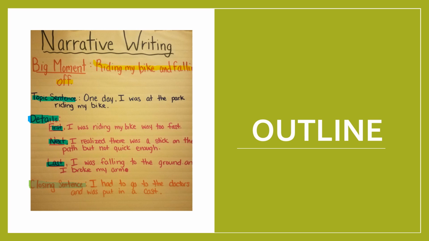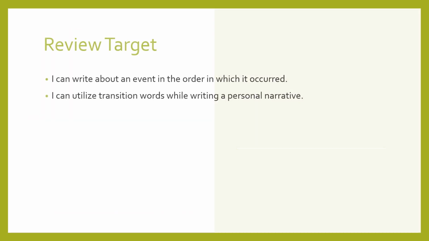So this is the outline I would use to be able to write my first draft of my personal narrative story. So before we get into our last bit of our slideshow, let's talk about our target one more time. So our target was to write about an event in the order in which it occurred. So we did talk about our transition words that help us get those details in order, to make the big moment make sense.